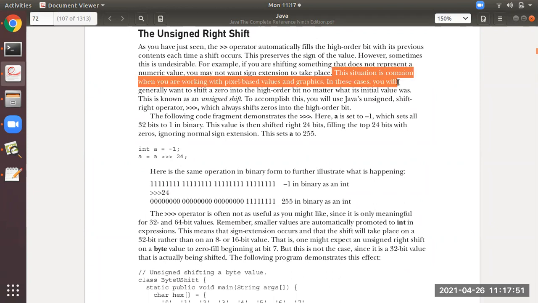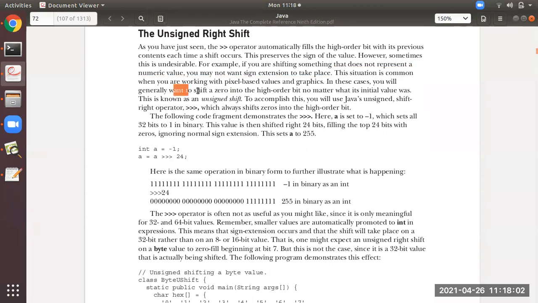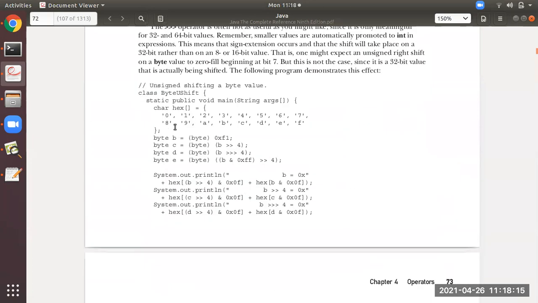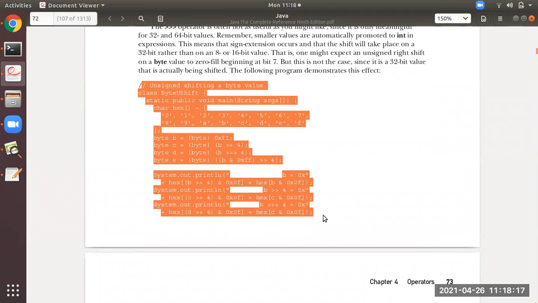Now one point to remember, students, where this unsigned right shift will be used: this situation is common when you are working with pixel based values and graphics. Remember, over there this kind of unsigned right shift operator will be used. You generally want to shift a 0 into the high order bit no matter what the initial value was, meaning you're not going to consider the sign of a number. Remember this.